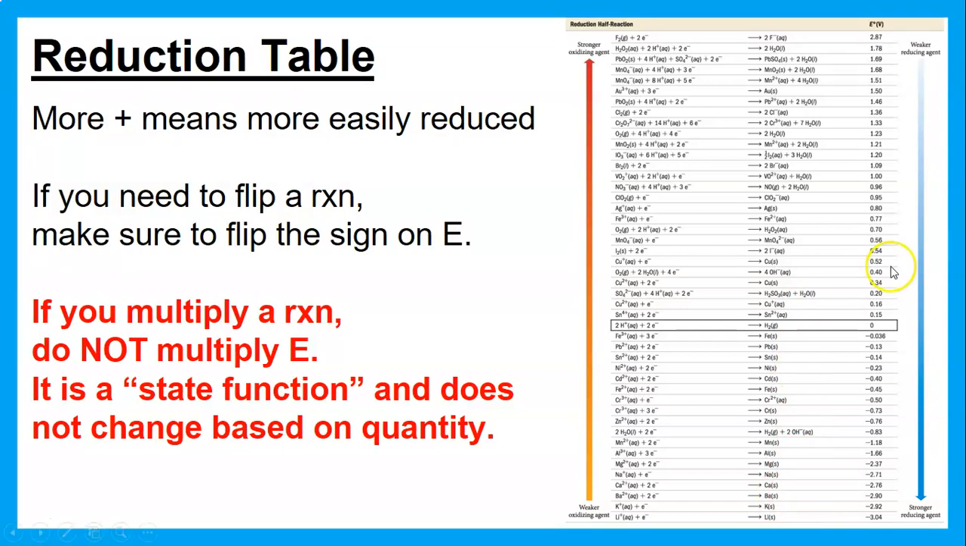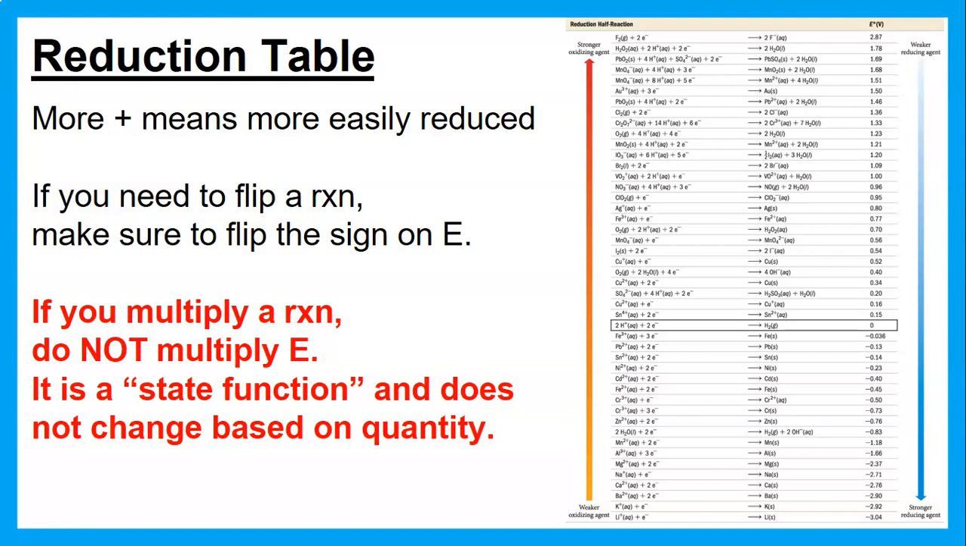One thing that's really important, while we do flip the sign, we do not multiply our E value. It is a state function. It does not matter how much you have. Remember intrinsic and extrinsic, right? Some things depend on the amount. Some things only depend on the type. This is one of those ones that only depends on the type of reaction happening. It doesn't matter how much you have.